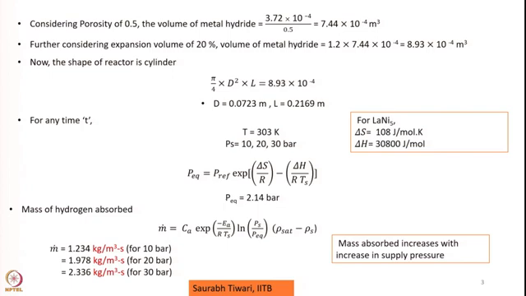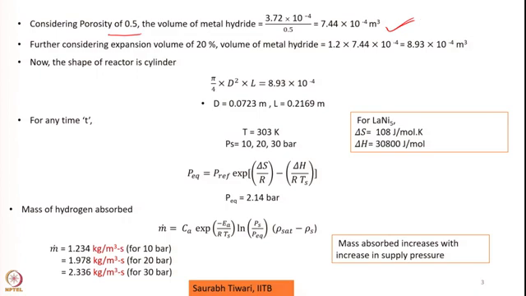After calculating this volume, we need to consider the porosity of the metal hydride also. If we assume a porosity of 0.5, then the volume of metal hydride will increase accordingly. We calculated the volume of metal hydride as 3.7 into 10 raised to power minus 4, and since the porosity is 0.5, we divide this value by 0.5, and the volume required is 7.44 into 10 raised to power minus 4 meter cube.